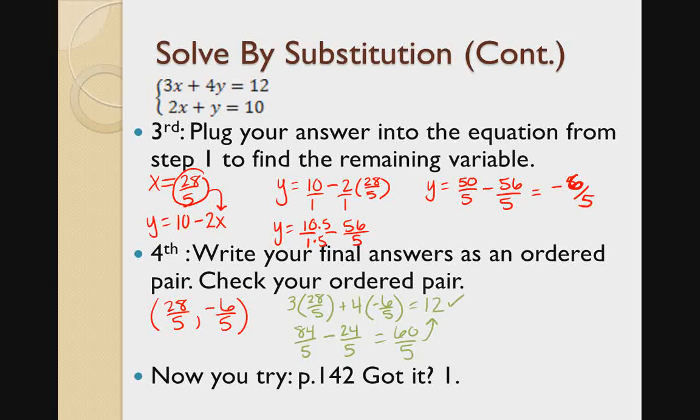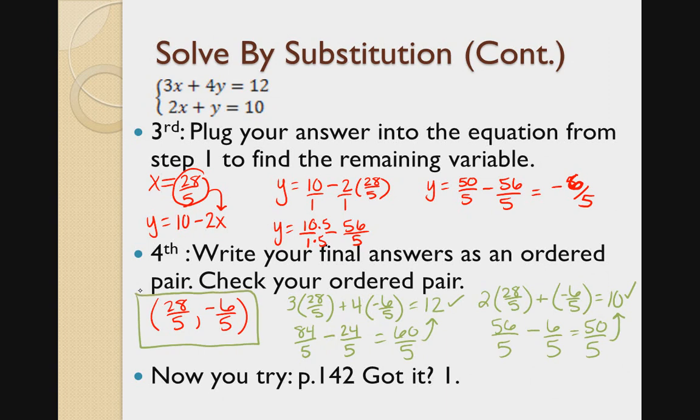So that is true. If we plug into the second equation, we would get 2 times 28 over 5 plus negative 6 over 5 equals 10. So we would get 56 over 5 minus 6 over 5, which equals 50 over 5, which is 10. So that is true as well. Therefore, 28 fifths, comma, negative 6 fifths is my answer.